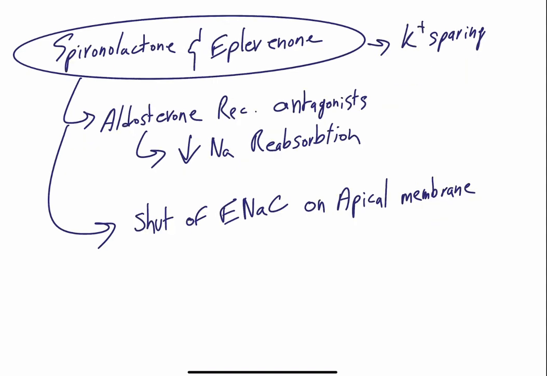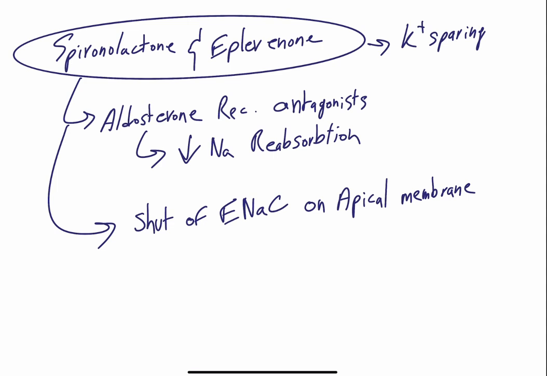Next up, we got spironolactone and eplerenone, and they are aldosterone receptor antagonists. Their mechanism also results in decreased sodium reabsorption. They indirectly shut off ENaC on the apical membrane and are also potassium sparing. That's why they can be added after furosemide. You don't want to use 2 diuretics in a row that cause hypokalemia.